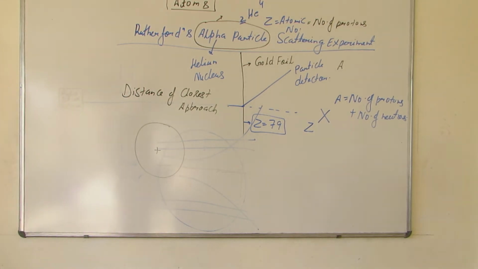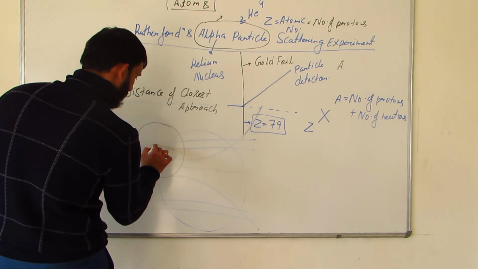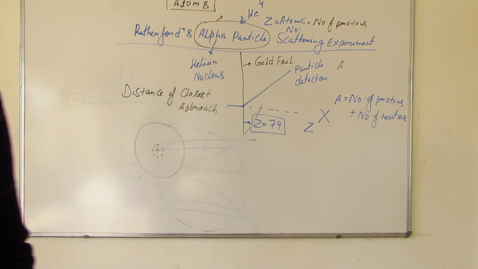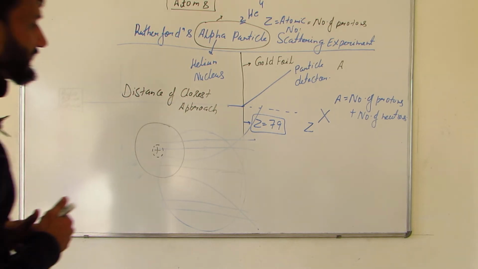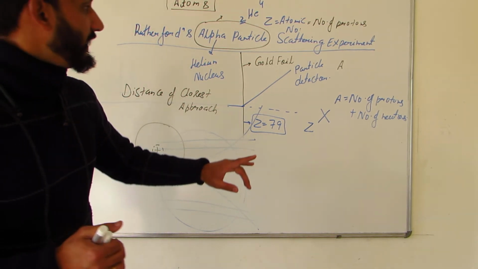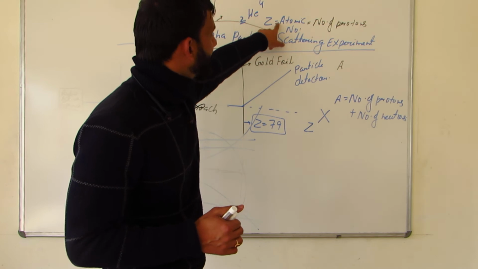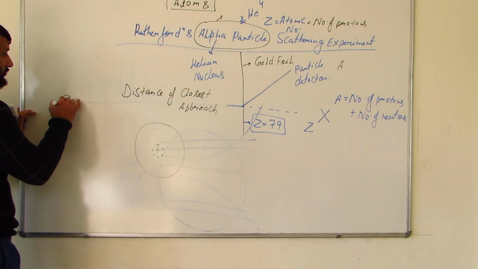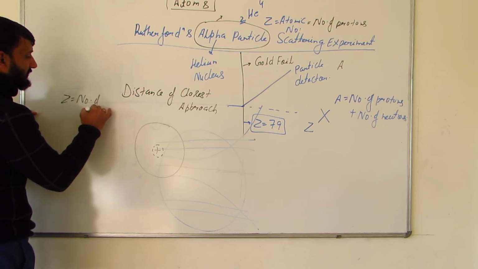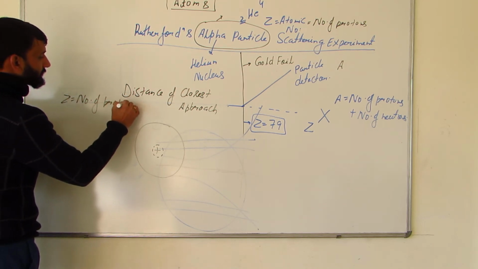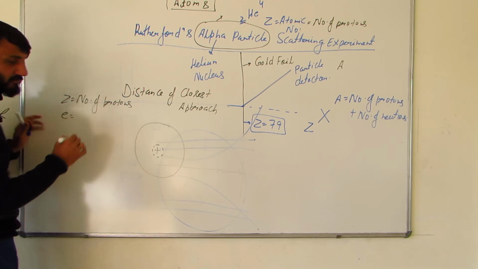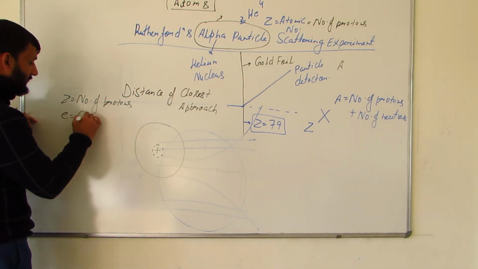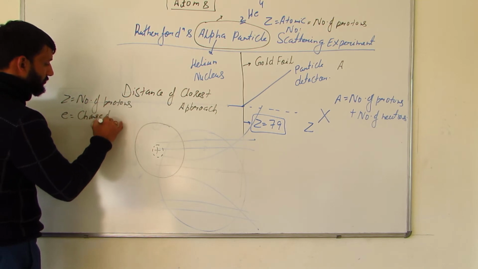So suppose this is the atom, and here is the positively concentrated part. You know that inside this atom we have the nucleus, and remember, inside the nucleus we have protons. Z is the atomic number, which represents the number of protons. Z is equal to the number of protons. E is the charge of an electron, but the same charge is possessed by the proton as well. So this is the charge of a proton.